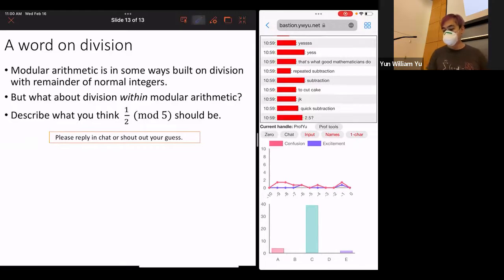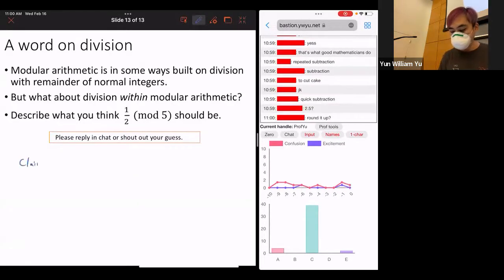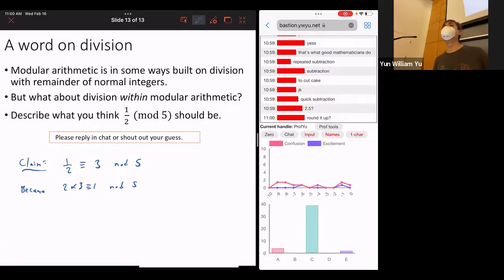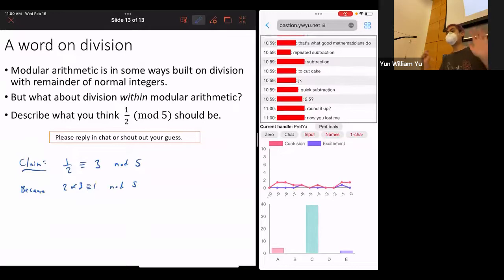You invented something you could multiply by that would be equivalent to division. And I'm going to make a claim here. I'm going to claim that 1/2 is equivalent to 3 mod 5. And yes, this is going to be super weird, but basically because 2 times 3 is equivalent to 1 mod 5. Because you're basically undoing your multiplication. Don't worry, we'll have an entire lecture on this later. I'm just pointing out that they're weird. This is where weird stuff really starts happening with modular arithmetic, when you start thinking about division.